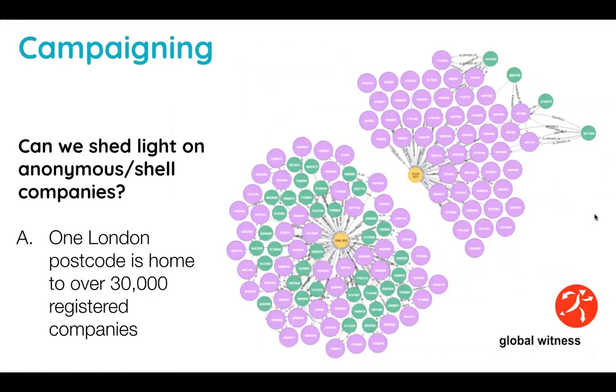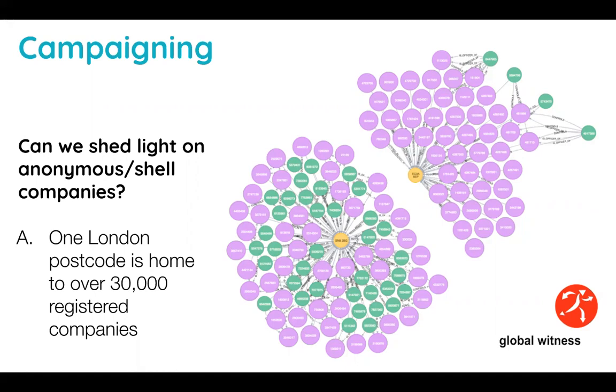Here we have Global Witness. This was an organization trying to clamp down on fraud and anomalies in corporate systems. So this was, can we shed light on anonymous or shell companies? So basically companies that are set up as an organization but don't actually do anything, but maybe being used for nefarious reasons. And they found, so this is a great plot here, you probably can't see the detail in it, but it's basically linking one company to many others, or one postcode to many others. And they found that one London postcode is home to over 30,000 registered companies, which is really interesting.